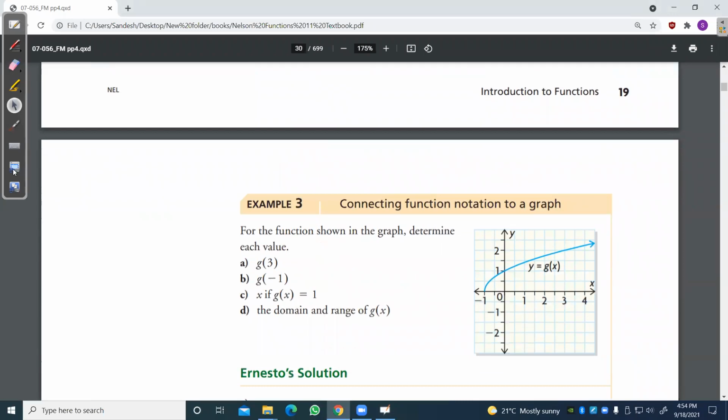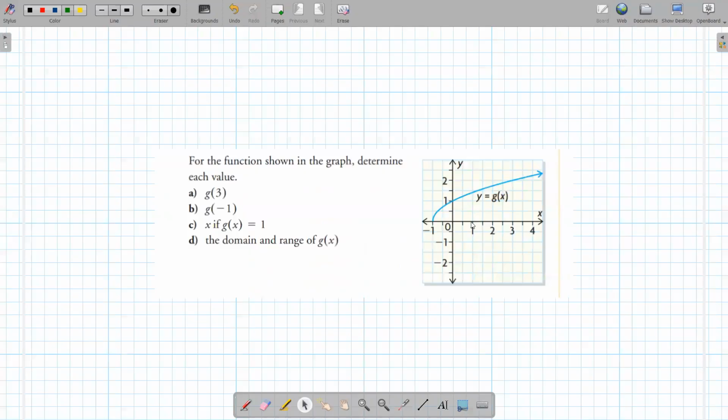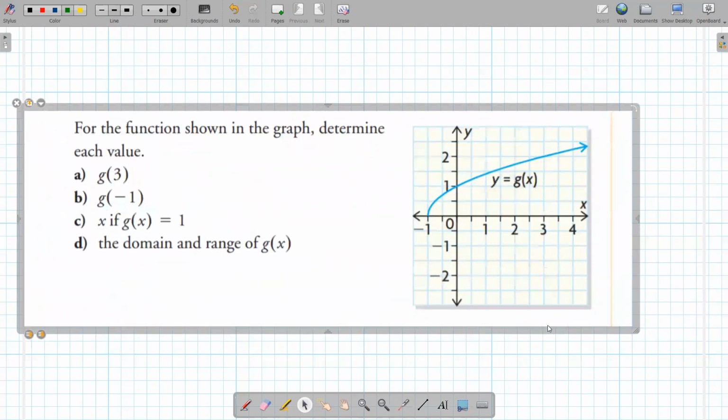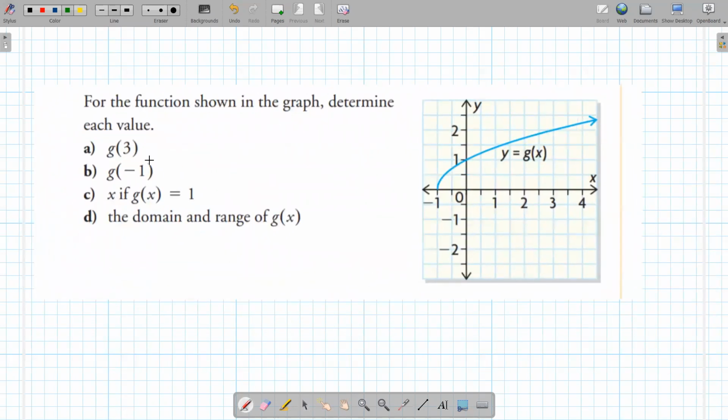Let's keep going. Alrighty, so now this is just testing the function notation. It's very simple, but you just have to know what they mean. What does g of 3 mean? This means when the x value is 3, what is the y value? Let's look at the graph. When x is 3, what's the y value? 2. So g of 3, therefore, is 2, and that's the answer to A.